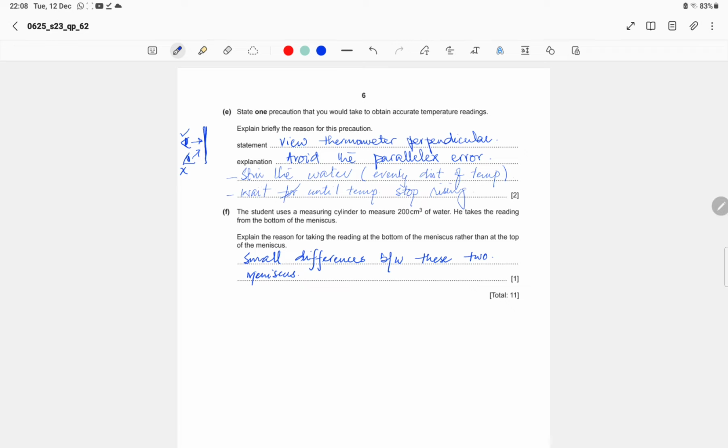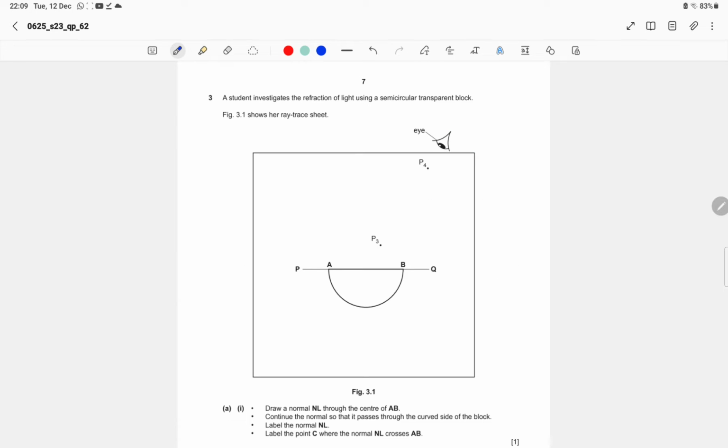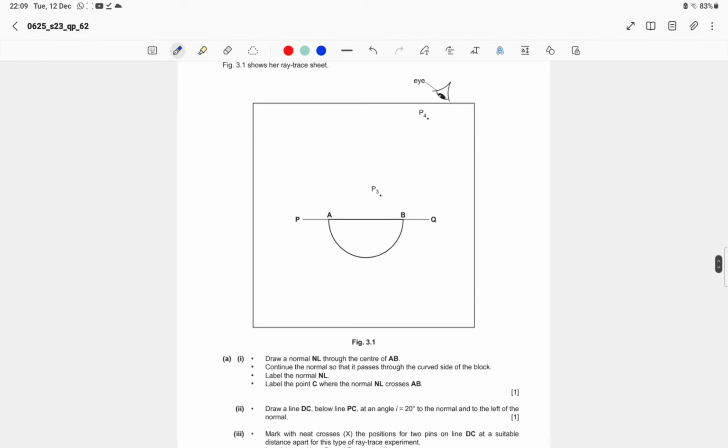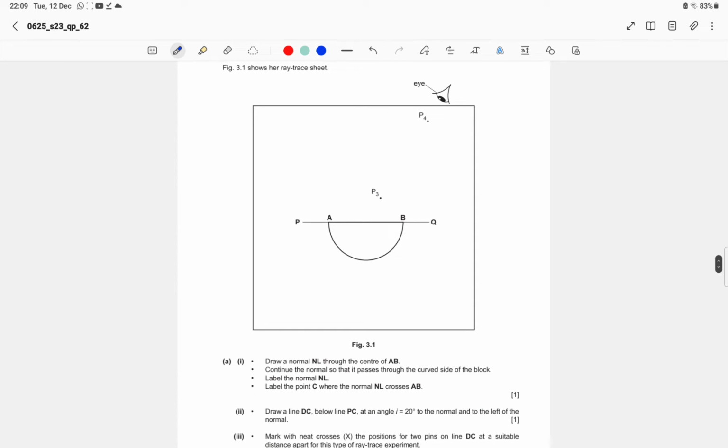The student has taken this thing. A student investigates the refraction of light using semicircular transparent block. Figure 3.1 shows her ray trace sheets. Okay, and draw a normal NL through the center of AB. Once you are doing this, so basically what you need to do is you have to put a scale between point A and B and find out the midpoint. Let's suppose this is your midpoint, and draw the normal. So once you have done this, so you can draw a normal like this.